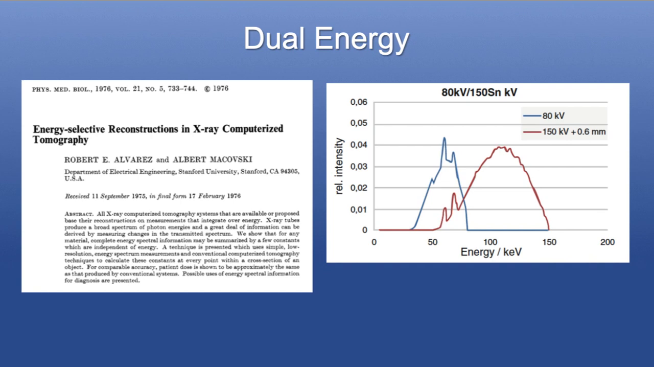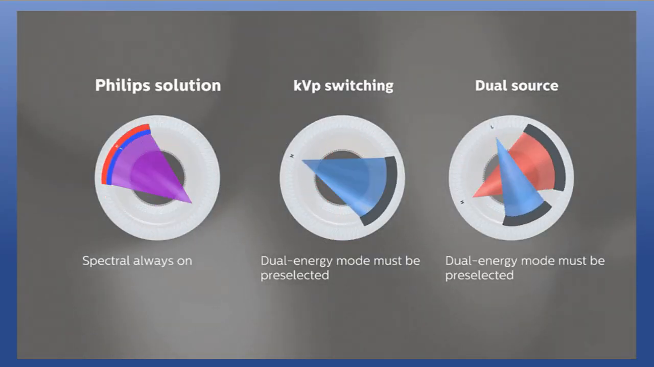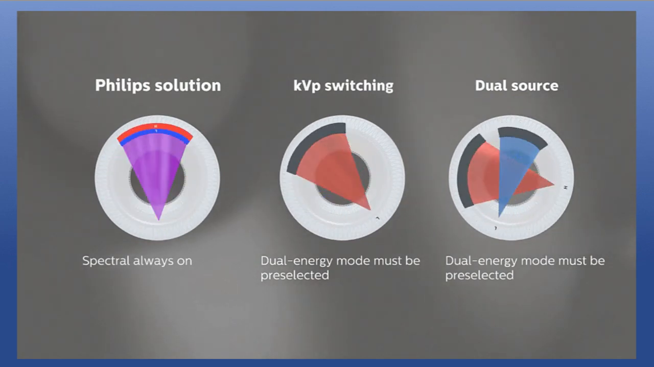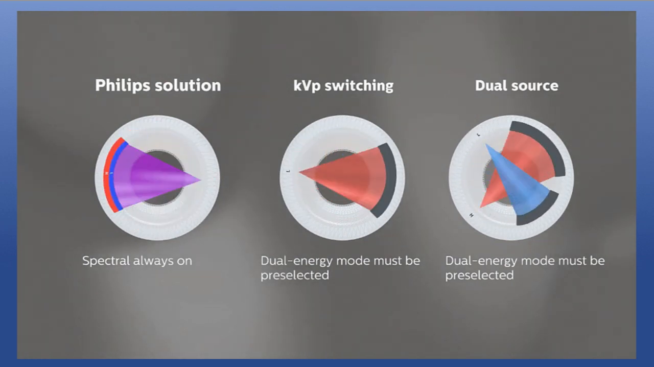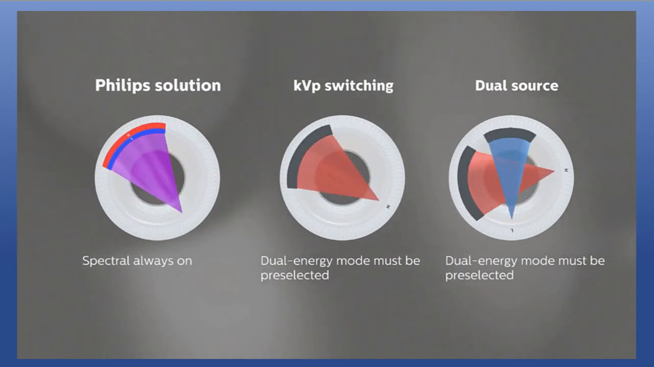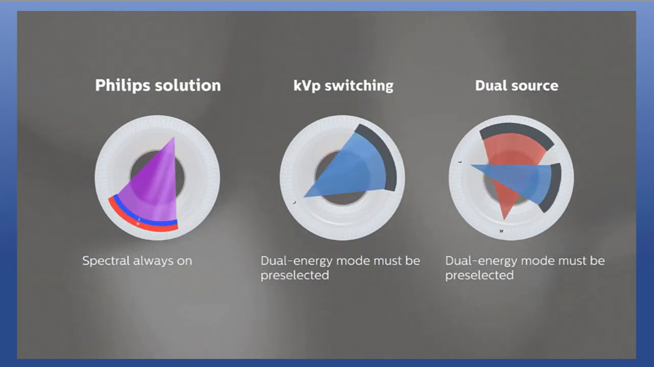So with spectral CT, from photons of one energy, we can use a dual layer detector with Philips. In that way, we can separate the energy of that photon and get more information than with the traditional CT. With the Philips solution, the advantage is that the spectral imaging is always on, because you have the dual layer detector. We also have other modalities with kV switching or dual source, but in these modalities, we need to pre-select the patients that we want to scan.